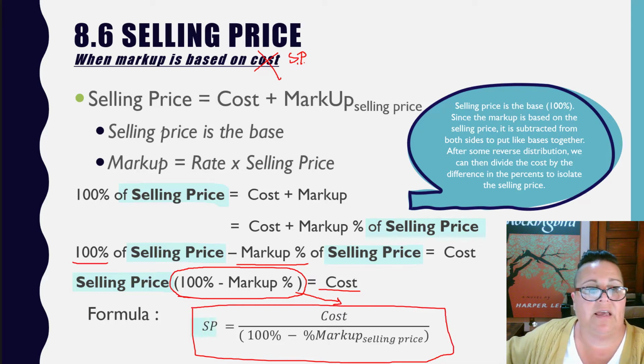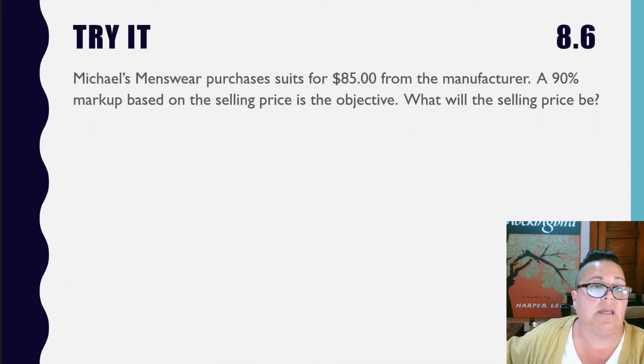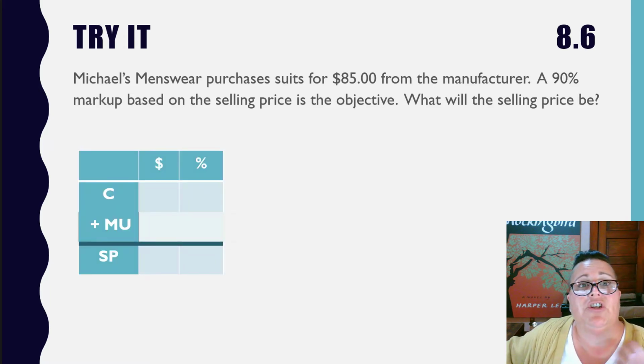How do we use this? Well, we can, again, with a slightly different problem. We've got Michael's Menswear purchasing suits for $85 from a manufacturer. They use a 90% markup based on selling price. That's their objective. That's what they're going for. What should their selling price be? And again, if you like the table or the chart, you can use it. The cost plus the markup has to equal the selling price.